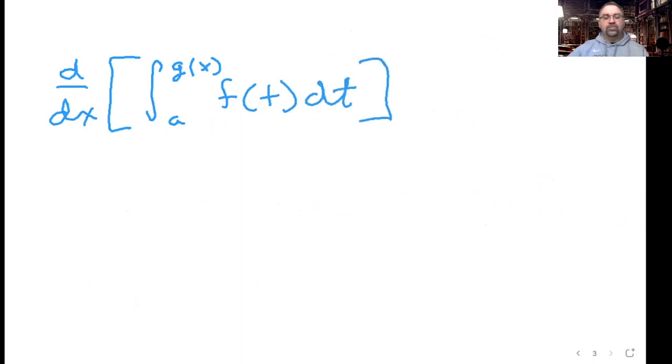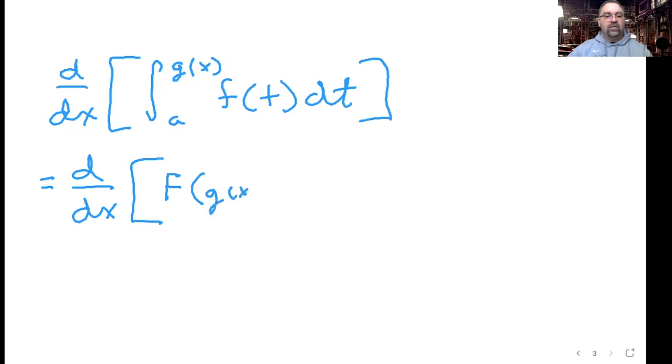like so. Now, how does that change what we're doing with the second fundamental theorem of calculus? Well, again, I'm going to go through that first fundamental theorem, so let's take the inside of this grouping symbol and realize that that would be capital F of g of x minus capital F of a again.